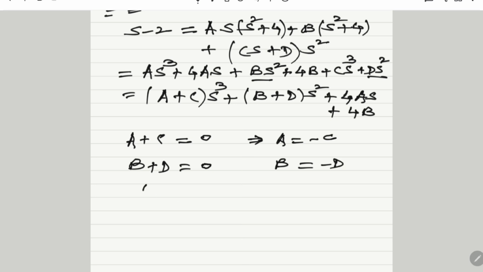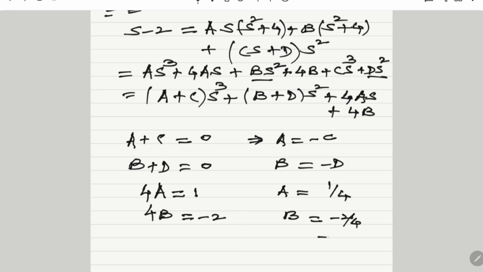The coefficient of s is 4a, and the coefficient of s on the left side is 1. Therefore, we get a is equal to 1 by 4. The constant term 4b on the right and the constant term on the left is minus 2. Therefore, we get b is equal to minus 2 by 4, which means minus 1 by 2. Substituting all these values, we get the value of c as minus a, that is minus 1 by 4, and the value of d as minus b, that is minus of minus 1 by 2, which is 1 by 2.